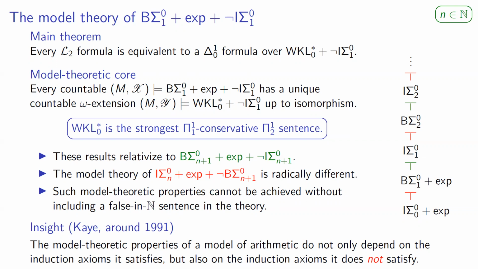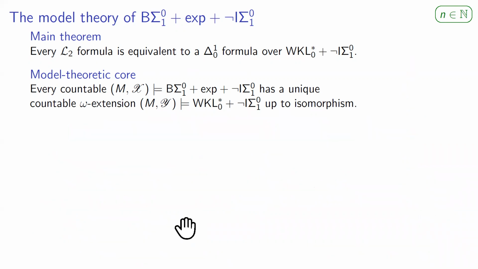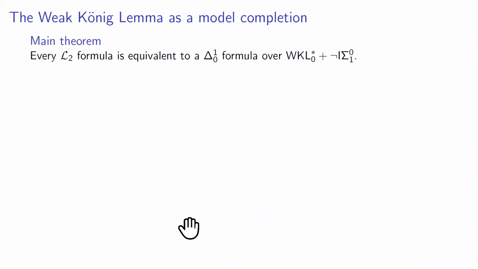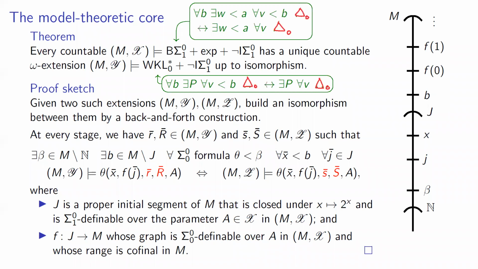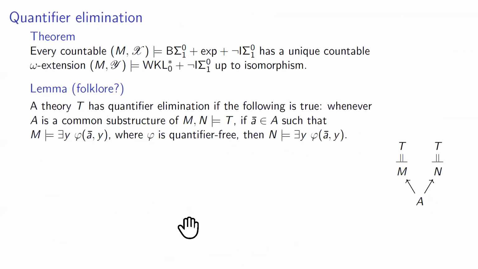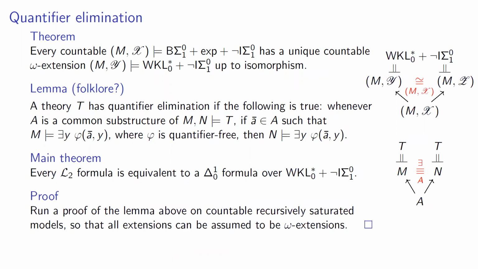Thanks, Lok. I have a question. Could you please go back to the slide where you proved your main theorem? Yes, the one after this. This one. Yeah, that's right. You might have explained it, but I missed it. What's the connection between recursive saturation and saying that all extensions can be assumed to be omega extensions? Is there a basic fact here that I'm missing?